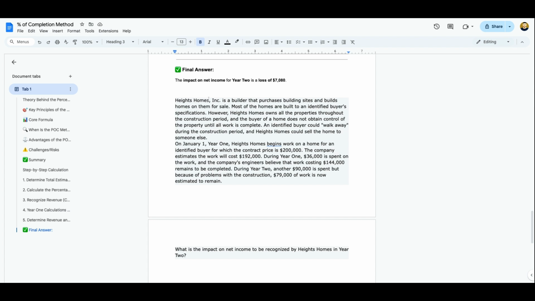Basically, we have Height Homes Inc. is a home builder company that purchases building sites and builds homes on them for sale.